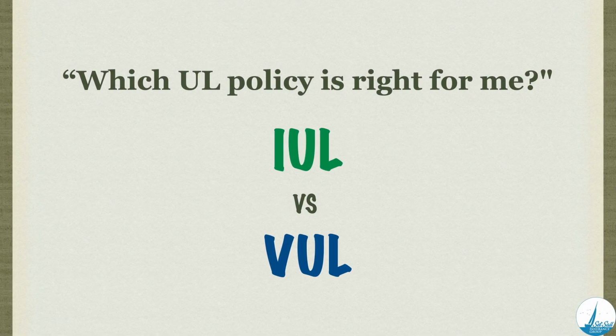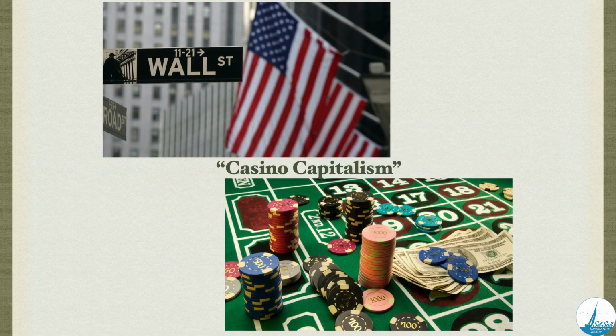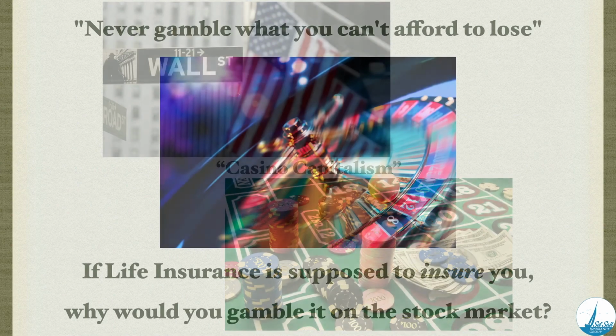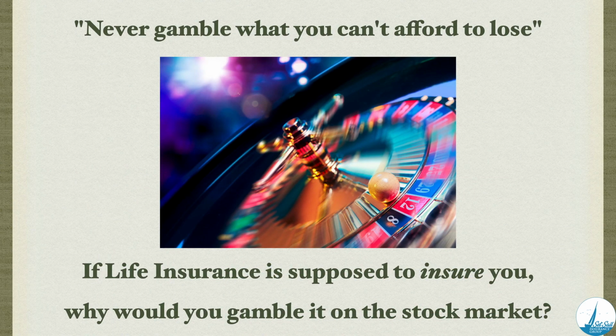All right, how do I choose what universal life policy is right for me? Well, just like we covered in our Annuities 101, VULs are actively managed plans where your money is gambled just like at casinos. And if life insurance is supposed to insure you, why would you gamble it on the stock market?